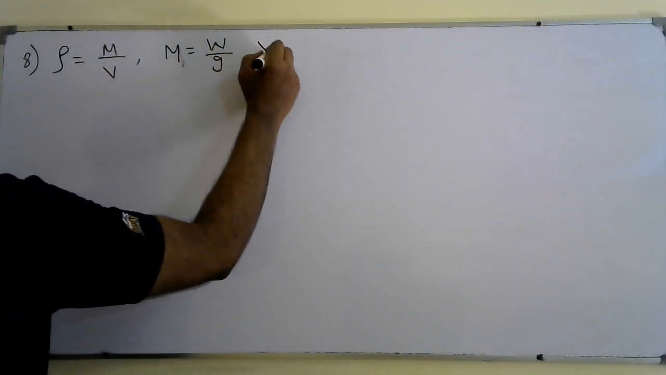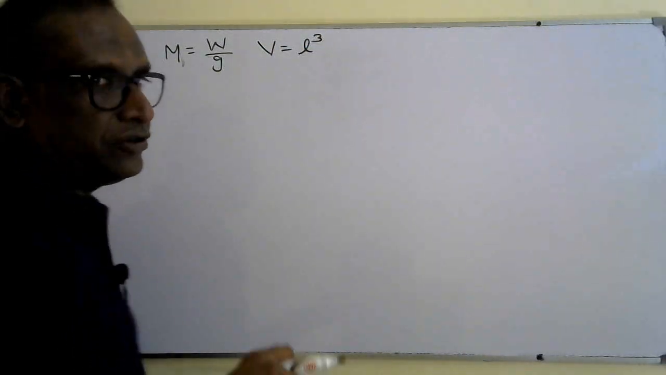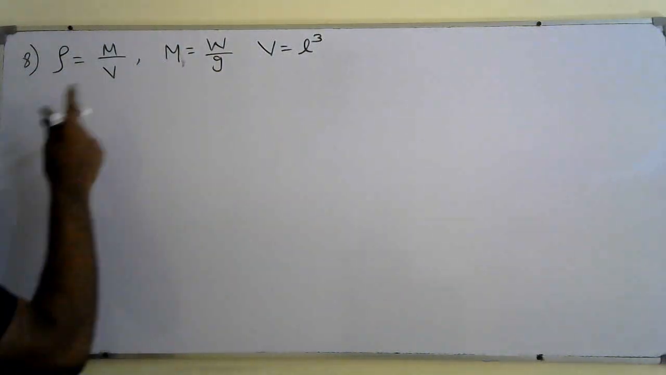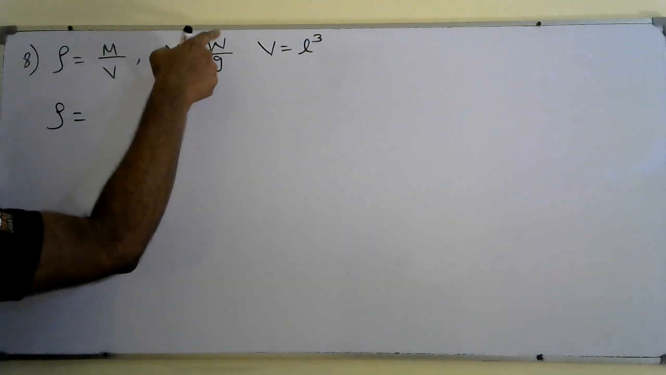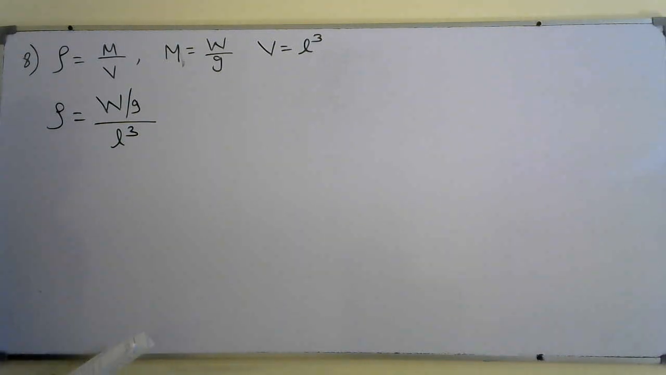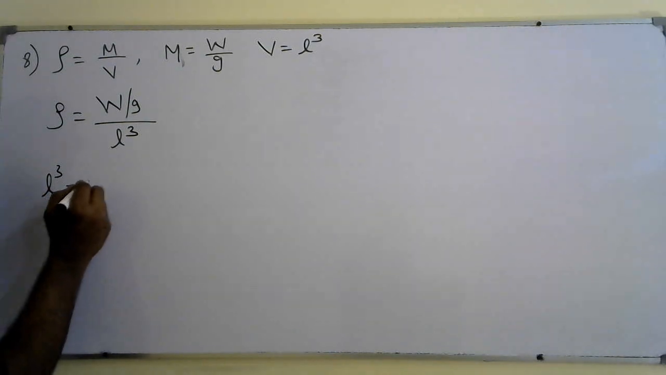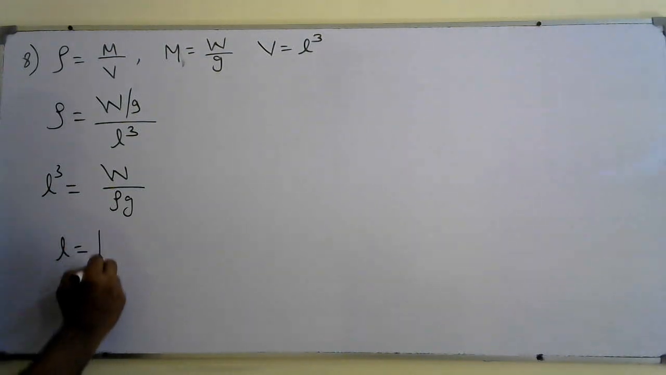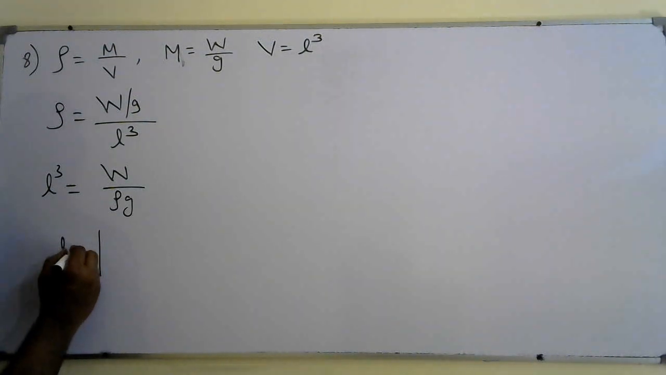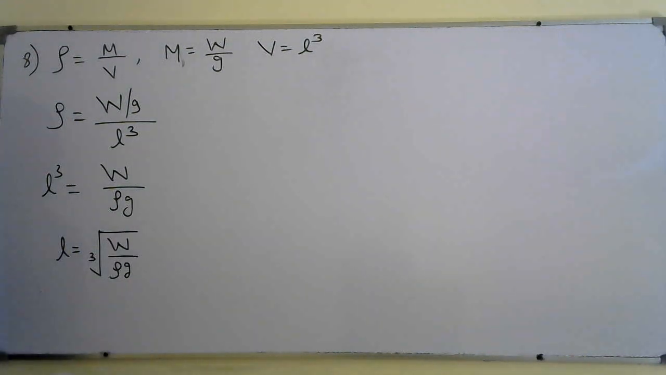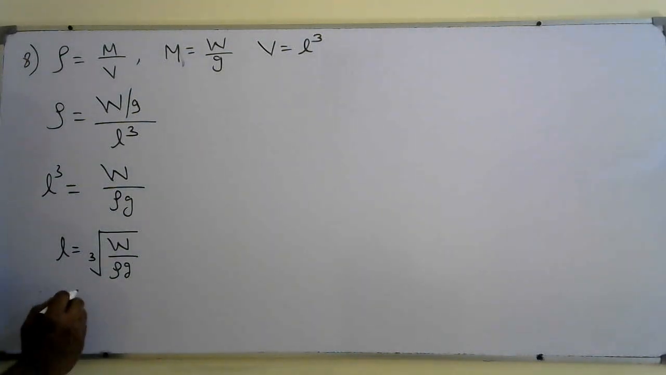Volume for a cube is equal to L into L into L, L cubed. If you multiply length into width into height, you get L cubed. So density is going to be, instead of mass, W over g, over L cubed. We need an expression for length. So L cubed is going to be W over rho g. L is going to be the cube root of W over rho g. So answer D.